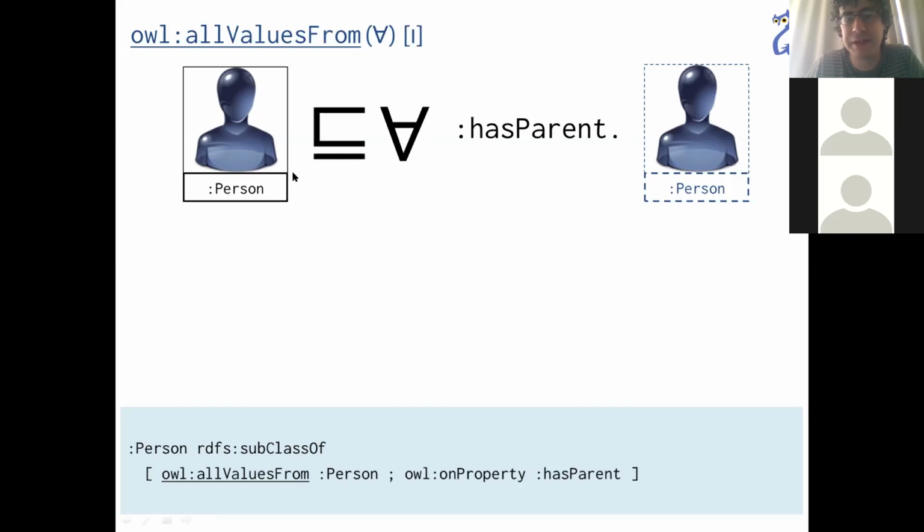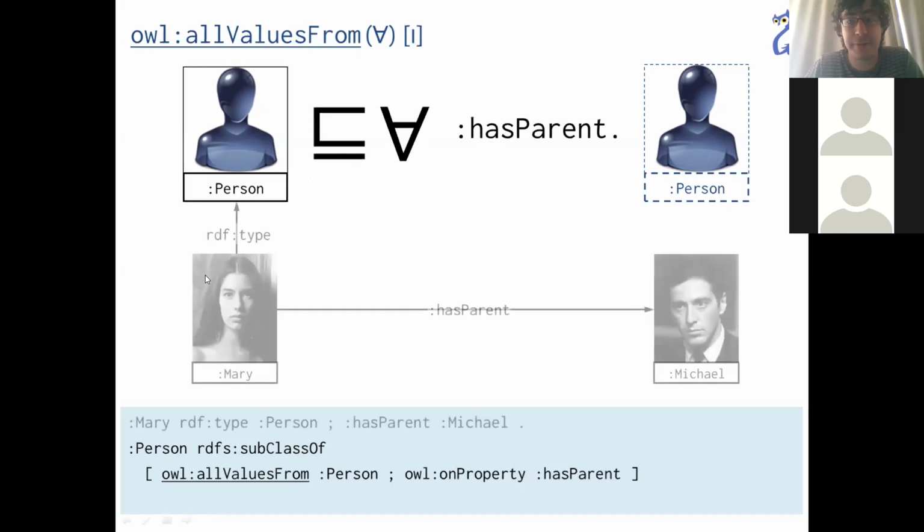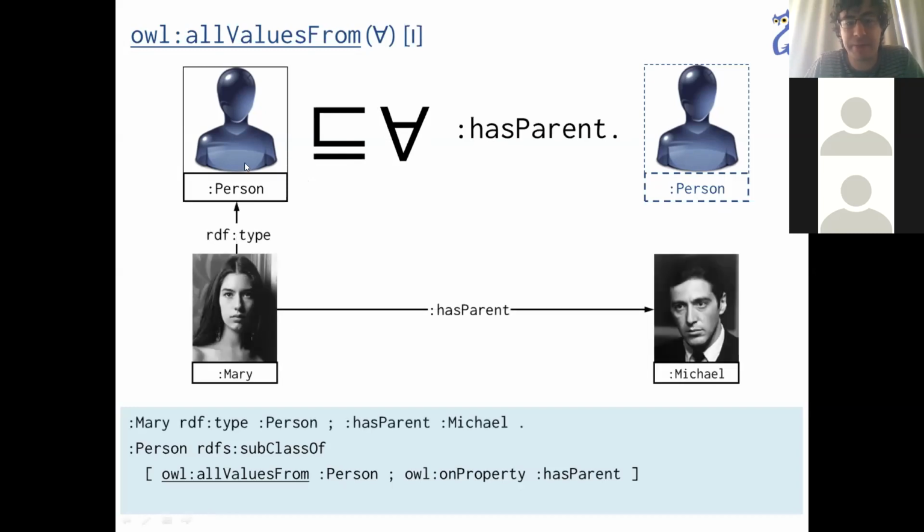So again, we have subclass. What this means is that if something is a person, then all of its parents are persons too, okay? So that's relatively intuitive, hopefully. So if we know that Mary is of type person and Mary has parent Michael, what can we infer? Based on this definition, we can infer that Michael must be a person. If Mary is of type person and has parent Michael, then Michael must be a person.